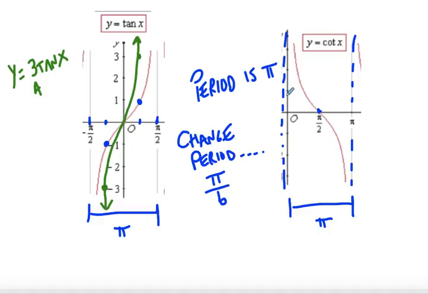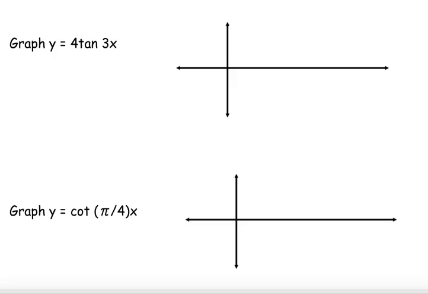And again, for the amplitude, if you go over about halfway between here and here, and then up 1, and about halfway between here and here, and down 1, that's about how you can figure out your amplitude. So we're just going to do a couple examples so you get the hang of it. So we're going to graph 4 tangent 3x.